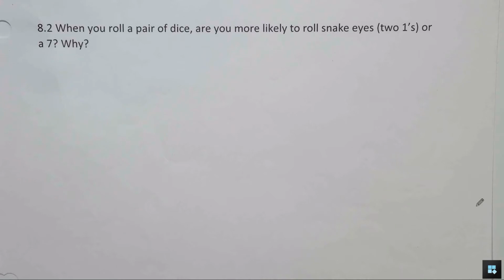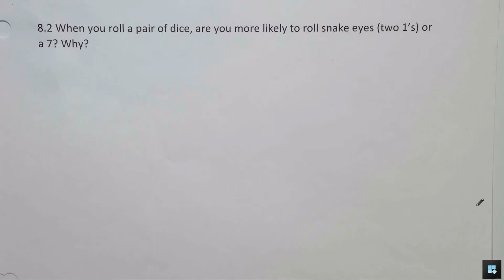So 8.2 opens with a question. When you roll a pair of dice, are you more likely to roll snake eyes, which is 2 ones, or 7? How many of you played games with dice? Anybody else play games with dice? Some of those games are going the way of the dinosaur here. Okay. So are you more likely to roll 2 ones or a 7?